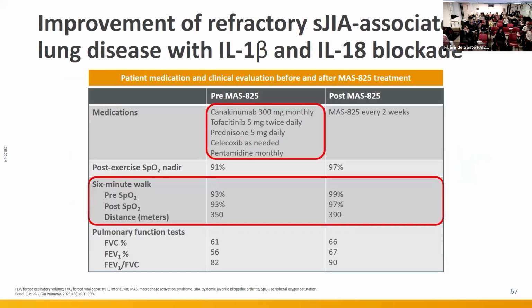This is a case from, I think, Ed Behrens, who is in Philadelphia now. Again, a patient with refractory SJIA-associated lung disease has several MAS. This is the burden of treatment before MAS825, and it withdrew everything, is fine, his lung function improved over 6 months of treatment, I think there was.